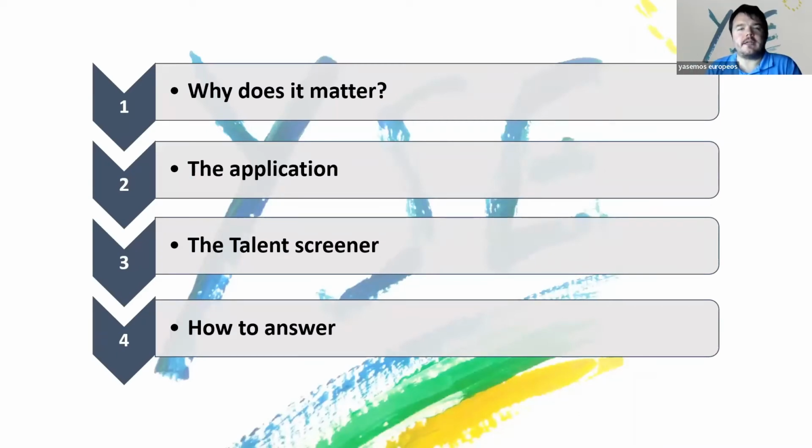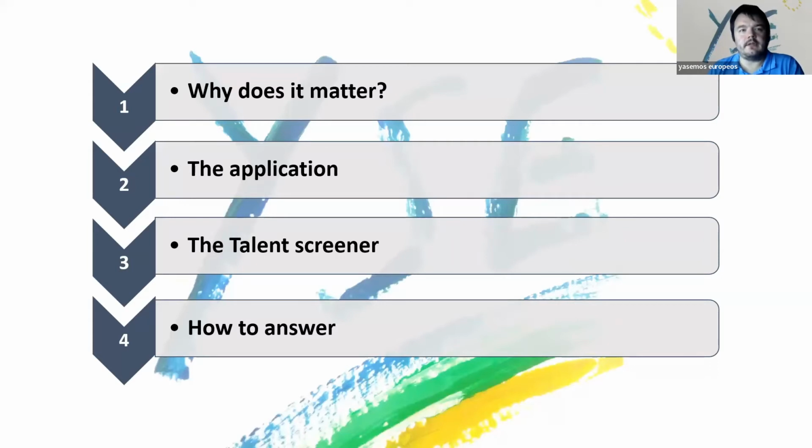Once this is said, first of all, why does it matter? Why should I care about filling in this application? Why should I invest any minute providing my input on that? We'll see a few reasons for that. Second, the application: how to fill it in, what are the key elements, and after that, the talent screener. Both are key and both are different. When we are talking about the application, we are talking about our CV or working experience, and when we are talking about the talent screener within the application, these are two different aspects of the same aim: getting a position for the assessment and getting our name on the reserve list.